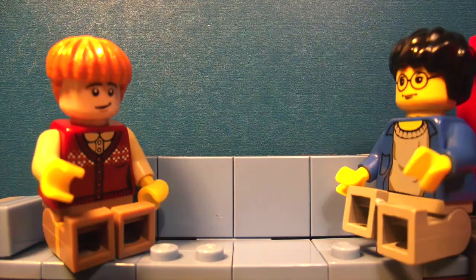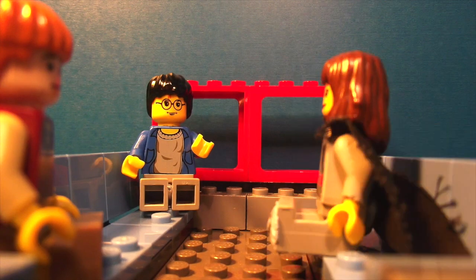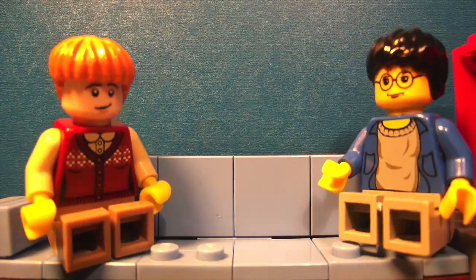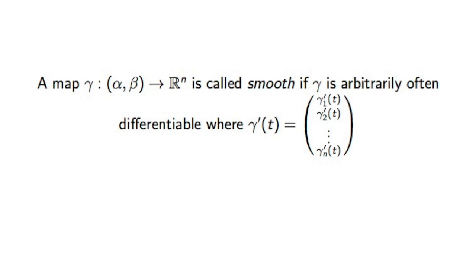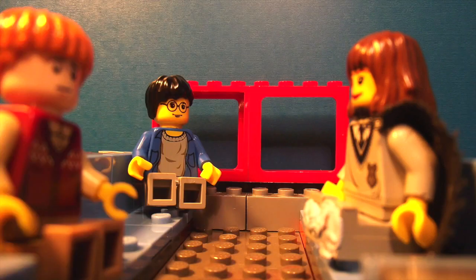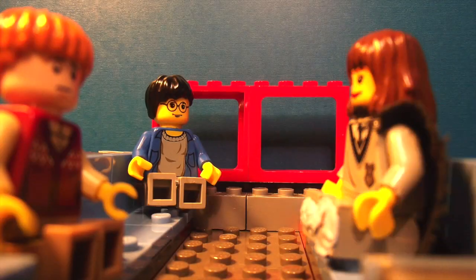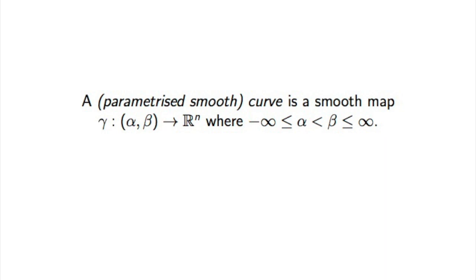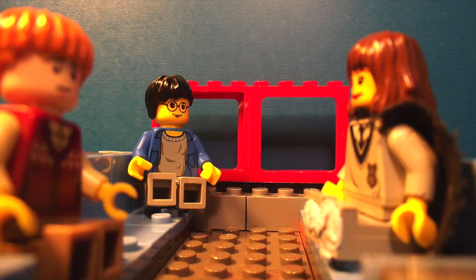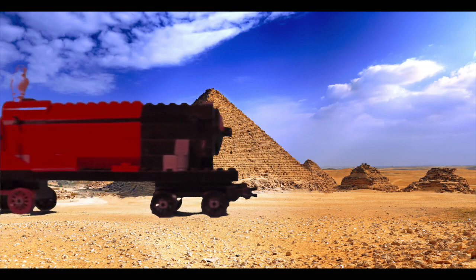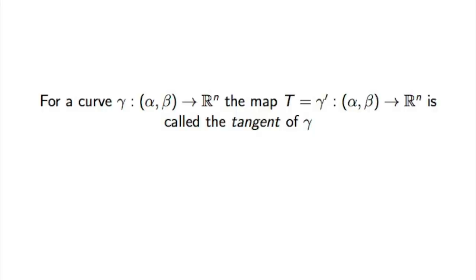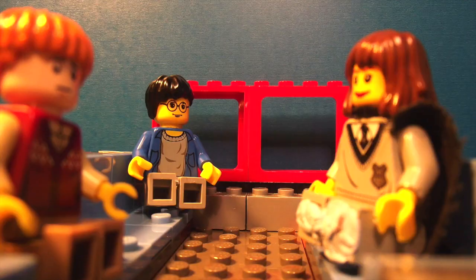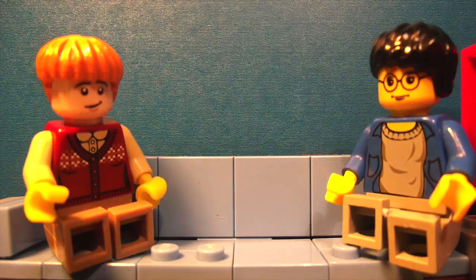Hi, I'm Harry Potter. You're Harry Potter. I'm Hermione Granger. And you are? I'm Ron Weasley. I've already been reading my textbooks. I know all about curves. Did you know that a map is called smooth if it is arbitrarily often differentiable? How did you know that? Books, Harry, books. I also know that a curve is a smooth map. Oh, I didn't know that. I also know that the differential of a curve is called the tangent. I'm leaving. You two should change into your robes.